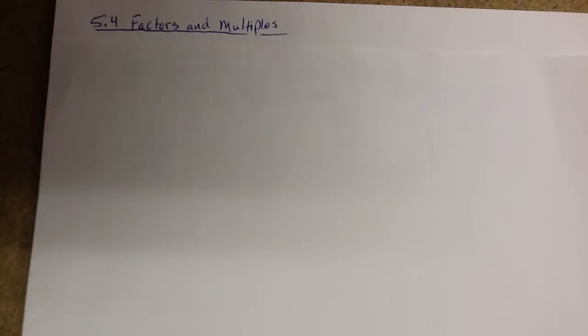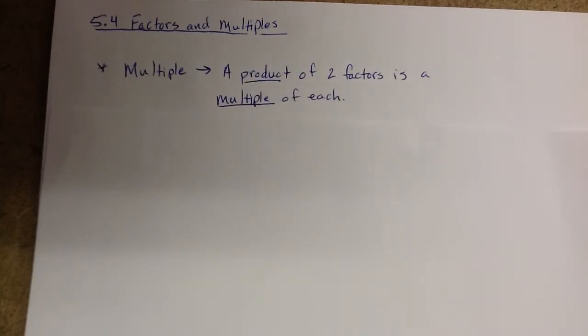Welcome back. Now, in this lesson, factors and multiples, we're going to be looking at the relationship between these two and also defining what a multiple is. Now, one way to look at a multiple: a product of two factors would be a multiple of each of those factors. Now, let's look at an example here.